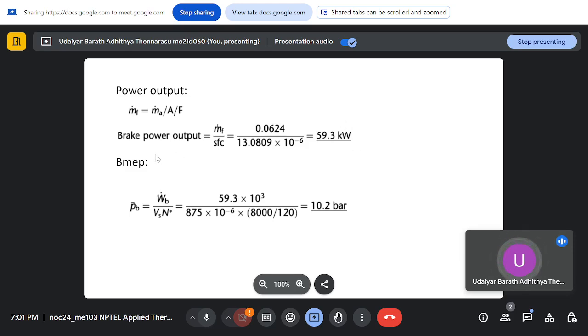So with that we can find out the brake mean effective pressure. Brake mean effective pressure is the brake power divided by swept volume into the speed. This being 4 stroke, it will again be n by 2. So your brake power is 59.3 into 10 power 3 divided by 875 into 10 power minus 6 divided into 8000 divided by 120. So this comes out to be 10.2 bar.